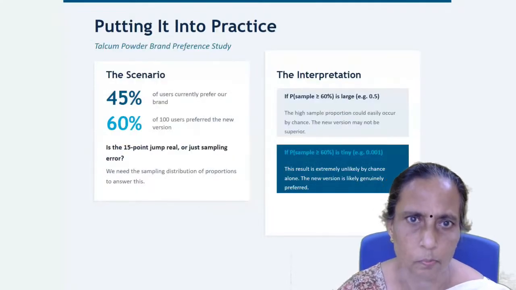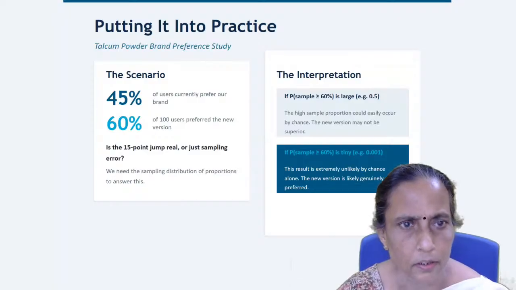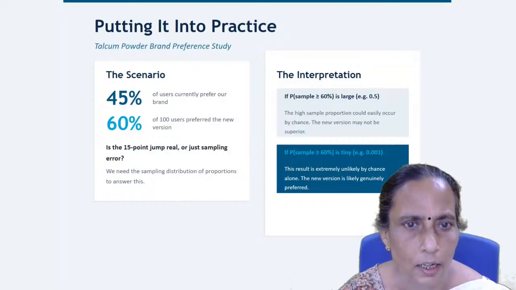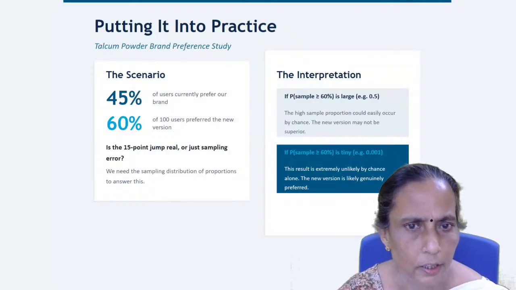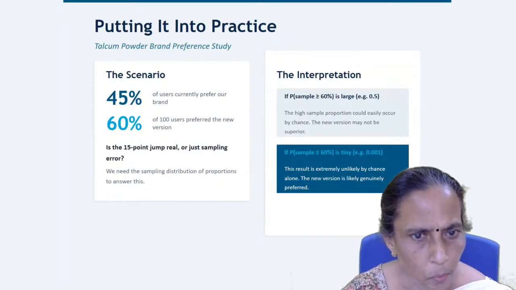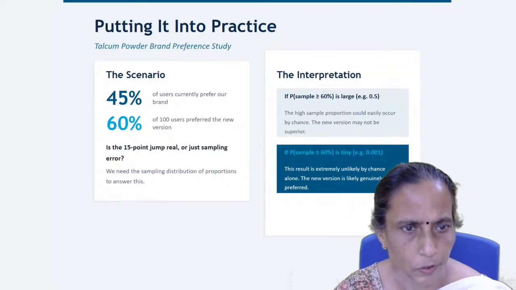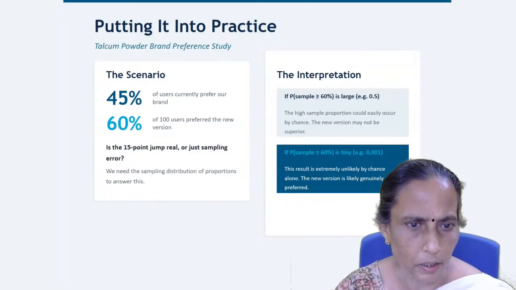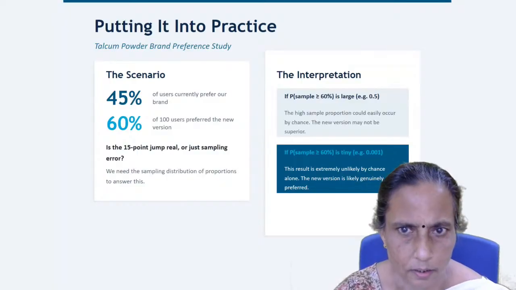Okay. So, putting it into practice, suppose a talcum powder brand preference: the scenario is that 45% of users currently prefer this particular brand and 60% of 100 users prefer the new version. So, is the 15-point jump real or just a sampling error? Whether this 15% jump is real or a sampling error, we need the sampling distribution of proportion to answer this.